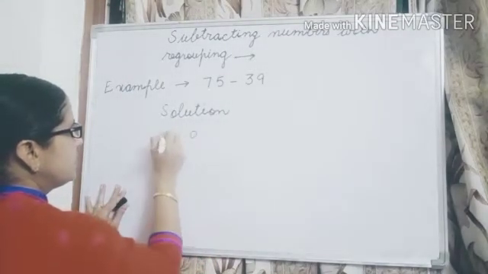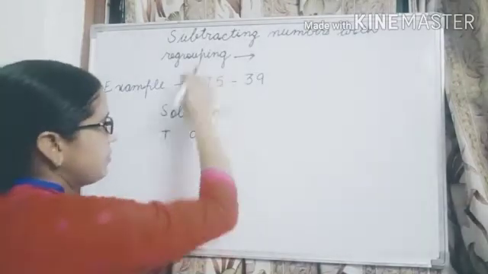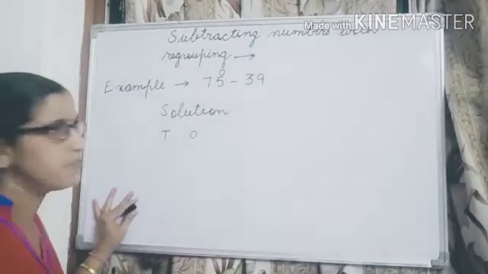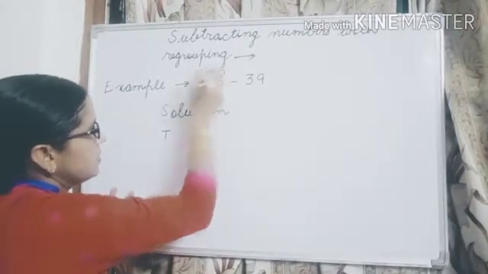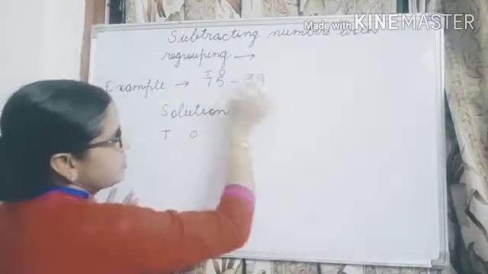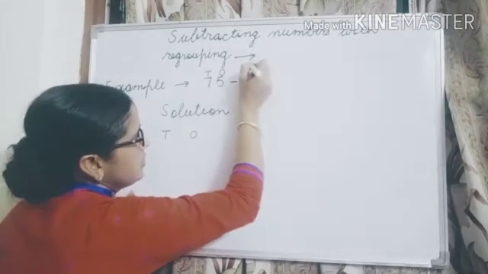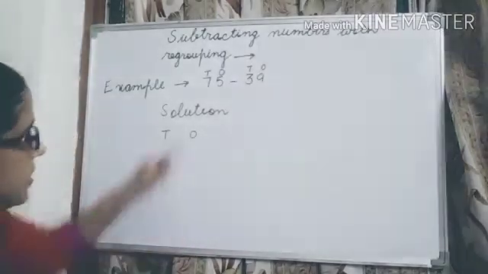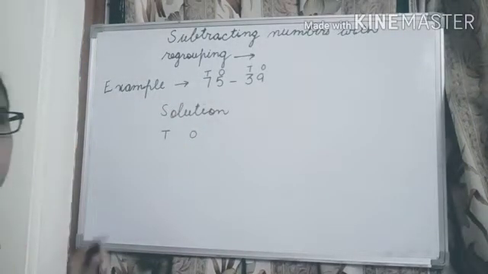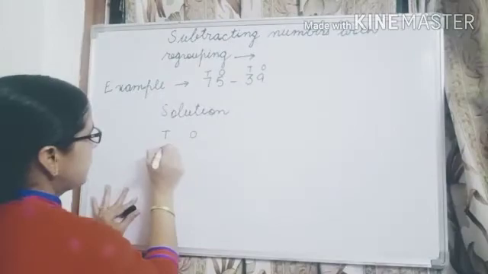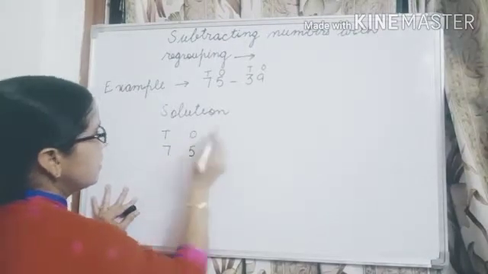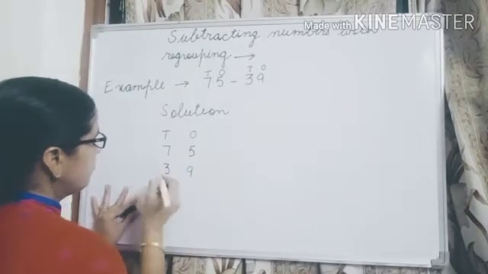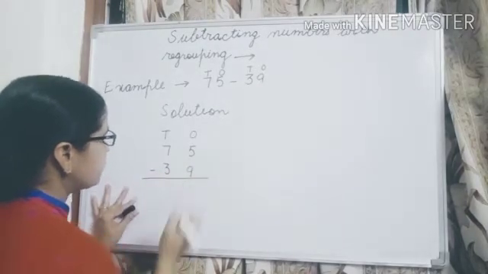Ones, tens. In this 75, this 5 is the ones place digit and this 7 is the tens place digit. In this 39, this is the ones place digit and this is the tens place digit. Then which number is bigger? 75 is bigger. We will write down 75 upside and 39 downside. Now we will start minus.